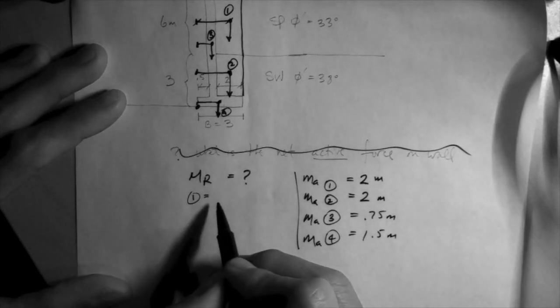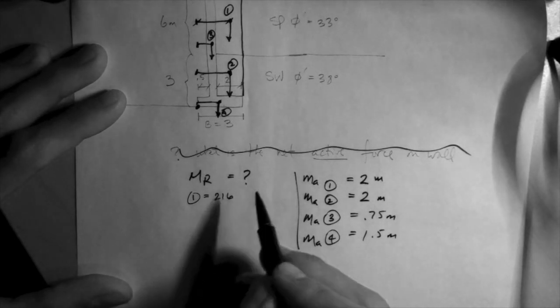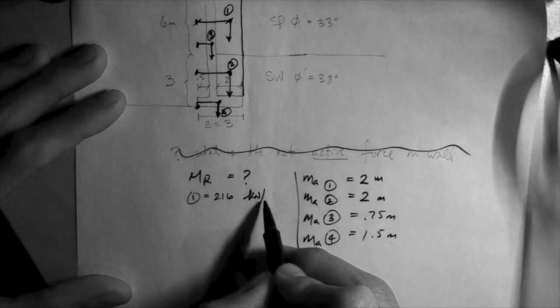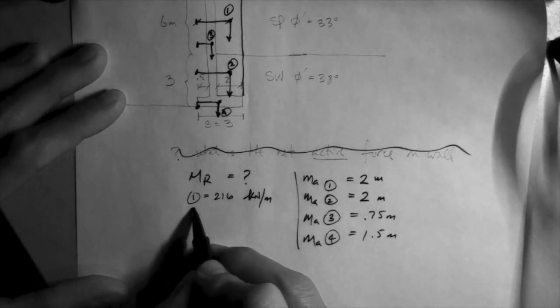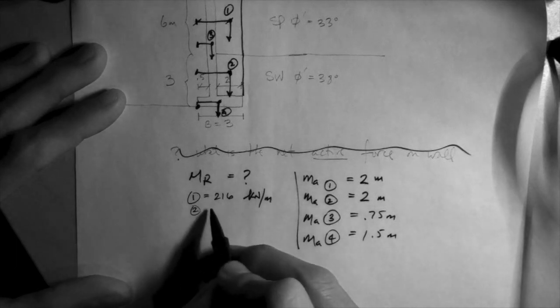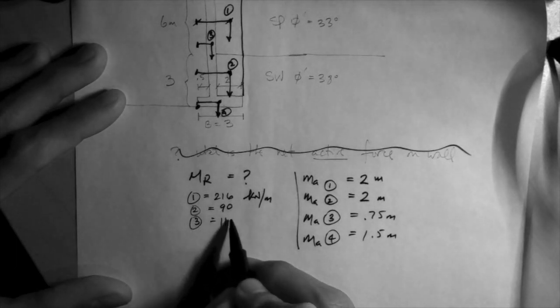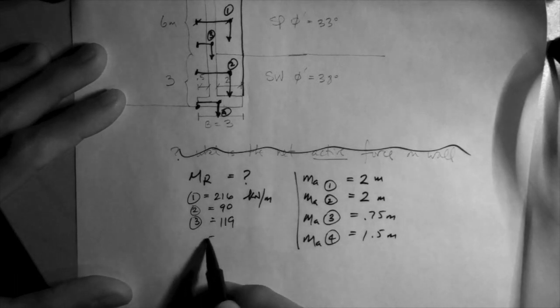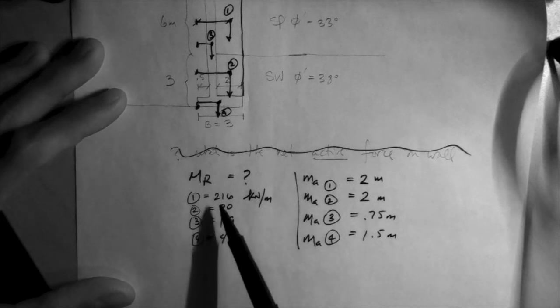The forces, I'm going to copy them from my other sheet, which you already have. You have this in your notes from the factor of safety for sliding. 216, 90, 119, 42 kilonewton per meter of wall. These are the weights.